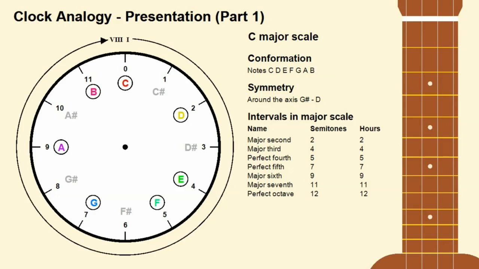Perfect octave interval. It corresponds to 12 semitones, 12 hours on the clock face, and 12 frets on a fretboard. It leads to the same starting note, but with twice its frequency. It is difficult to distinguish between the 2 notes when they are played simultaneously.